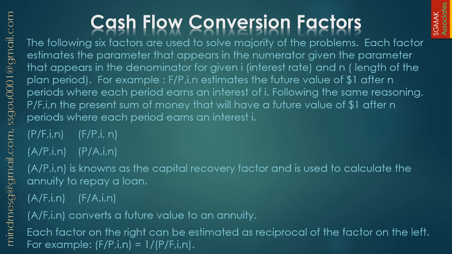So for example, look at the factor F over P I N. It estimates the future value of $1 after n periods, where each period earns an interest rate I. So the factor involves the interest rate per period and the number of periods. Following the same reasoning, P over F I N is the present sum of money that will have a future value of $1 after n periods, where each period earns an interest rate of I.